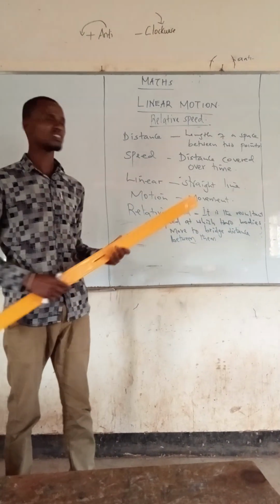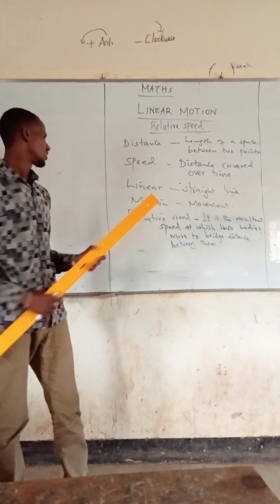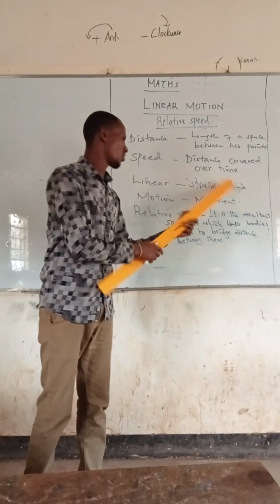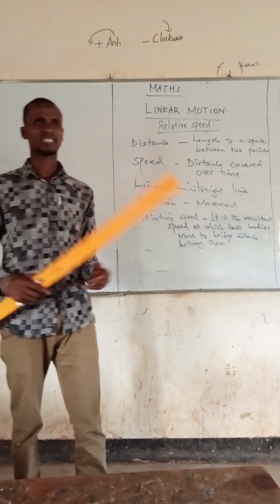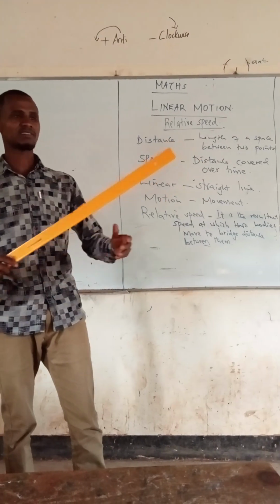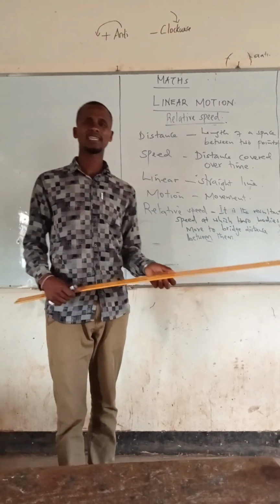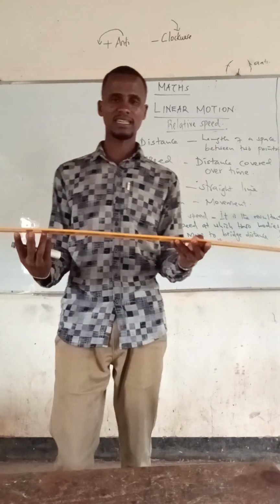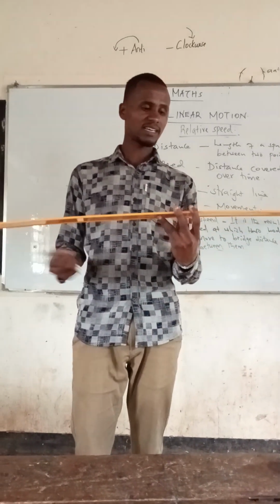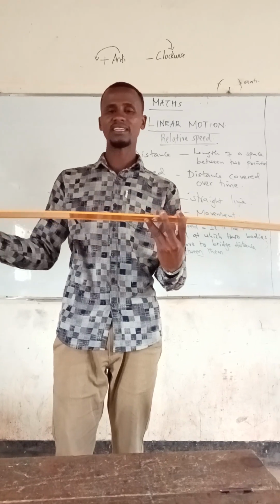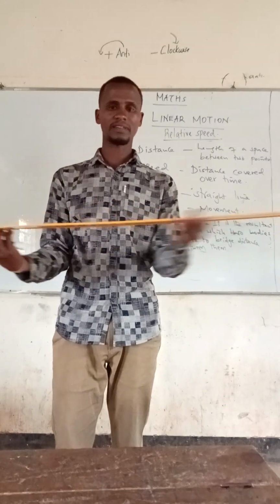Another very important term is speed. What is speed? Speed is distance covered over time. Speed is a rate. It's the time taken for you to cover a certain distance. Then the other one is linear. What do you mean by linear? Linear is a straight line. Like now, this is linear. This is a straight line.